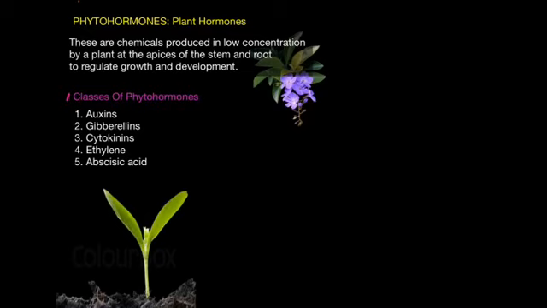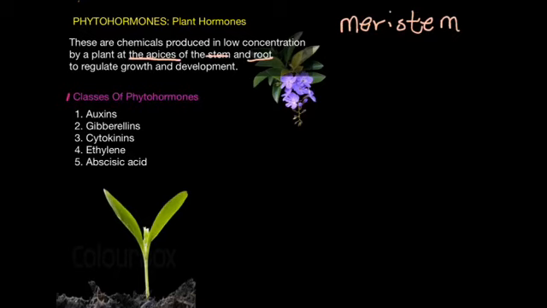It says these are chemicals produced in low concentration by a plant at the apices of the stem and root to regulate growth and development. Alright, so in the definition we saw that it mentions apices, the stems and also the roots. That should tell us that these chemicals are produced in very low concentration at the part of the plant which is called the meristem. So let's put that here. Meristem.